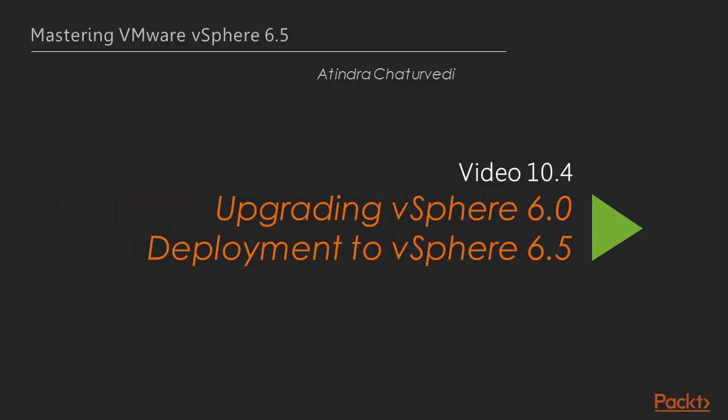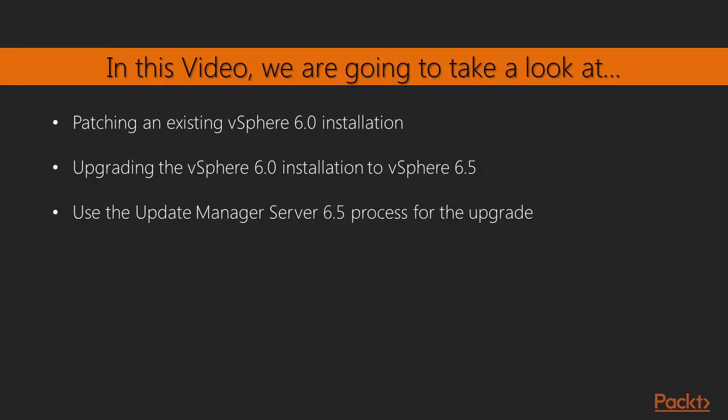Hello, I'm Atendra Chaturvedi. In this video, we will go through the detailed process of upgrading a vSphere 6.0 deployment to the latest version of vSphere, which is vSphere 6.5. The process we will use would be to use the Update Manager server version 6.5 that we deployed in an earlier video. So we will patch an existing vSphere 6.0 installation. We will take it from vSphere version 6.0.0 to 6.0 update 2, and then we will upgrade that installation to vSphere 6.5, and we will use the Update Manager Server 6.5 process for this upgrade.